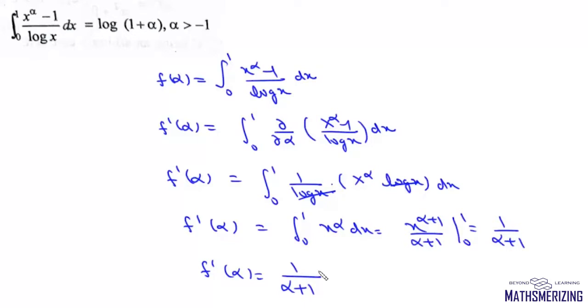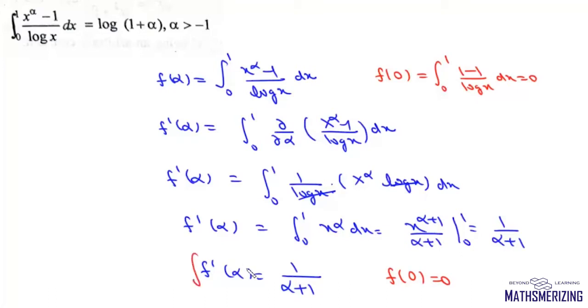Now we have to find the value of f alpha, and we have this differential equation. Before solving this differential equation, we'll work out its initial value. So we'll find the value of this function when alpha is 0. If we put alpha as 0, it'll be this integral from 0 to 1. Now x to the power 0 will be 1, so it'll be (1 minus 1) upon log x dx, which is nothing but 0. That means we have this initial condition that when alpha is 0, the value of this function is 0.